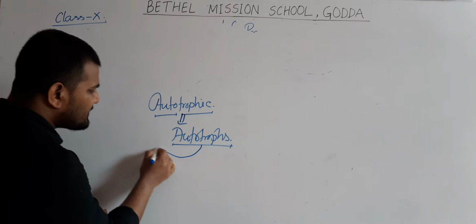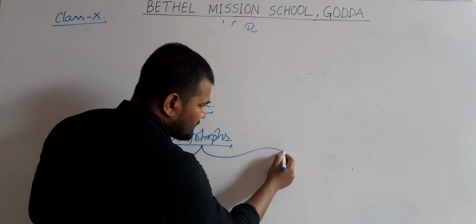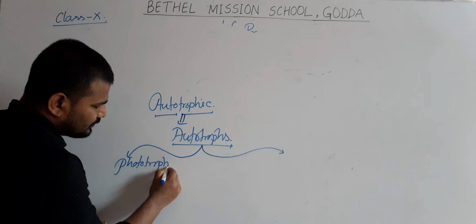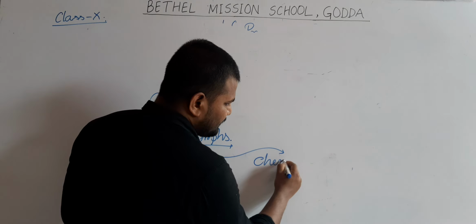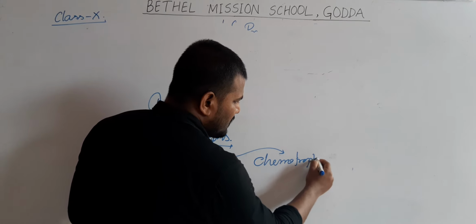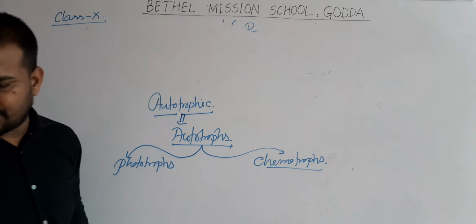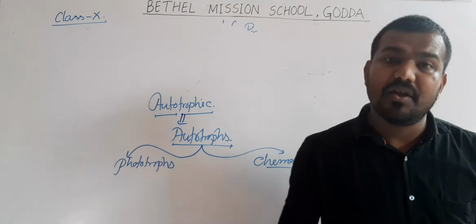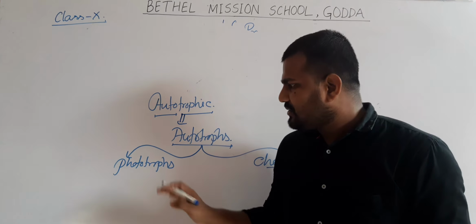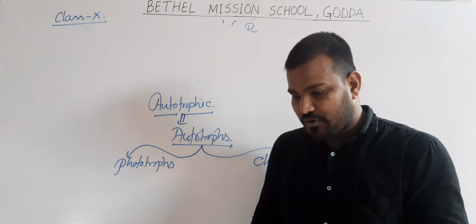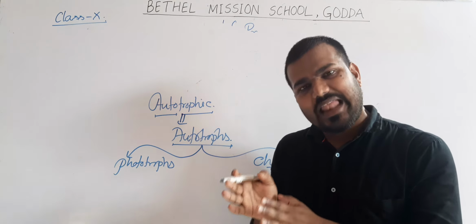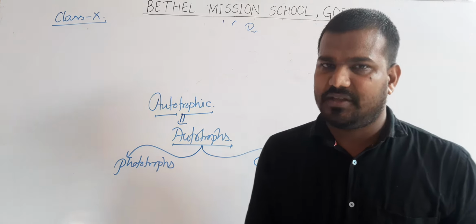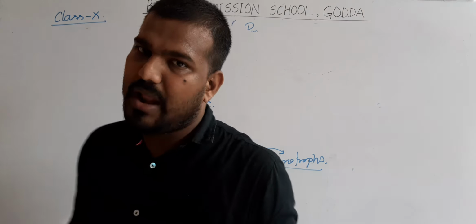Now these autotrophs can be of two types: phototrophs or chemotrophs. What are phototrophs? The organisms performing photosynthesis are termed phototrophs. We know about photosynthesis. Photo means light, synthesis means to produce. At the presence of light, the plant will produce something. So phototrophs will be the green plants.